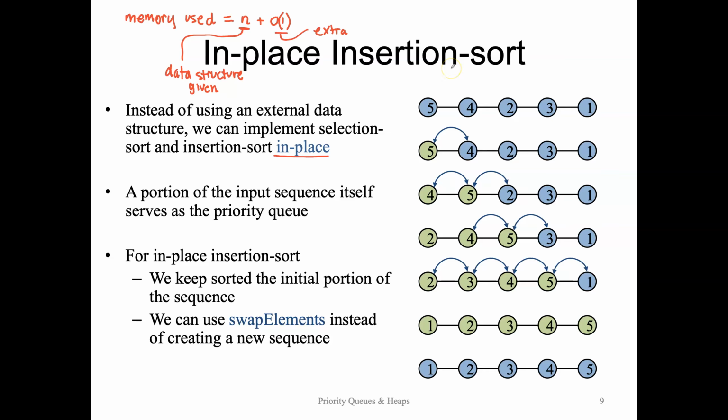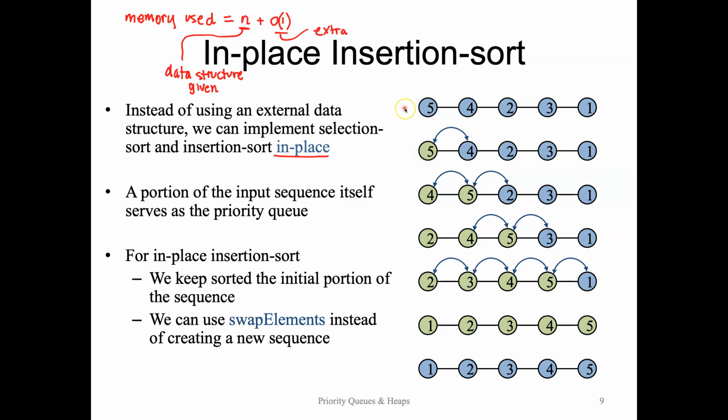We can do a similar thing with selection sort. So the idea is we're going to use a part of the sequence itself in order to implement our priority queue. We're going to grow our priority queue from the left side. Our priority queue is what's in green, and the part of our sequence that we haven't processed or inserted yet into our priority queue is in blue. The sorted portion of our sequence will be on the left in green.